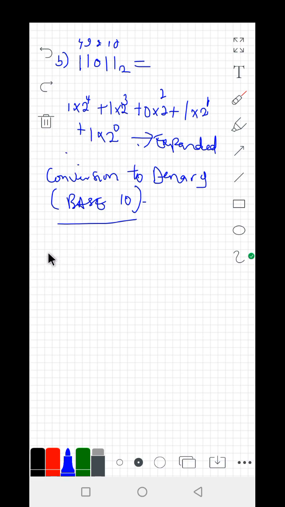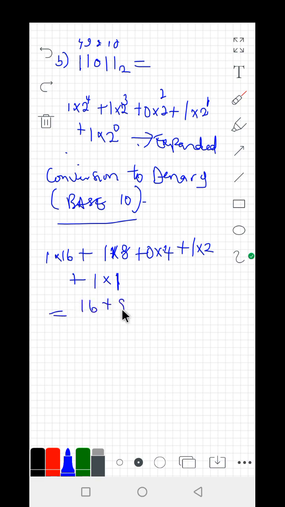So 2 raised to the power 4 is 2 times 2 times 2 times 2. 2 times 2, 4. 4 times 2, 8. 8 times 2, 16. Plus 2 times 2 times 2, this will be 1 times 2 times 2 times 2, 8. Plus 0 times 2 times 2, which is 4, plus 1 times 2, plus 1 times 2 raised to the power 0. Anything raised to the power 0 is what? 1.